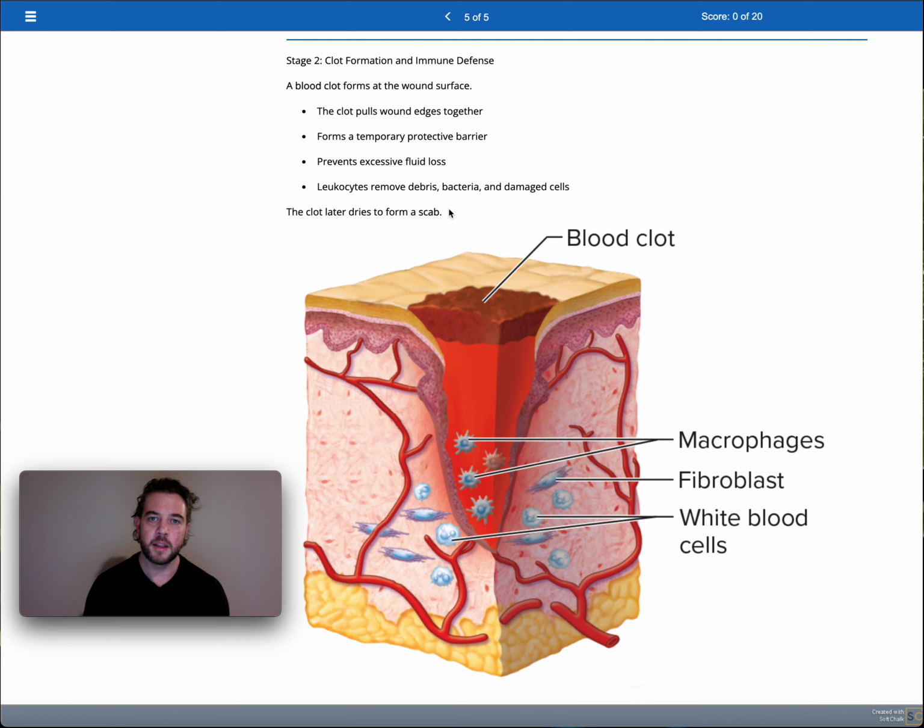Letting a cut breathe and not putting Neosporin or a Band-Aid on it, that is not true. If your doctor is giving you advice, like for certain burns, that might be true, but for the most part, if you are having an injury that you're treating at home, keep it covered. Don't expose it to the air. It doesn't need to dry out.